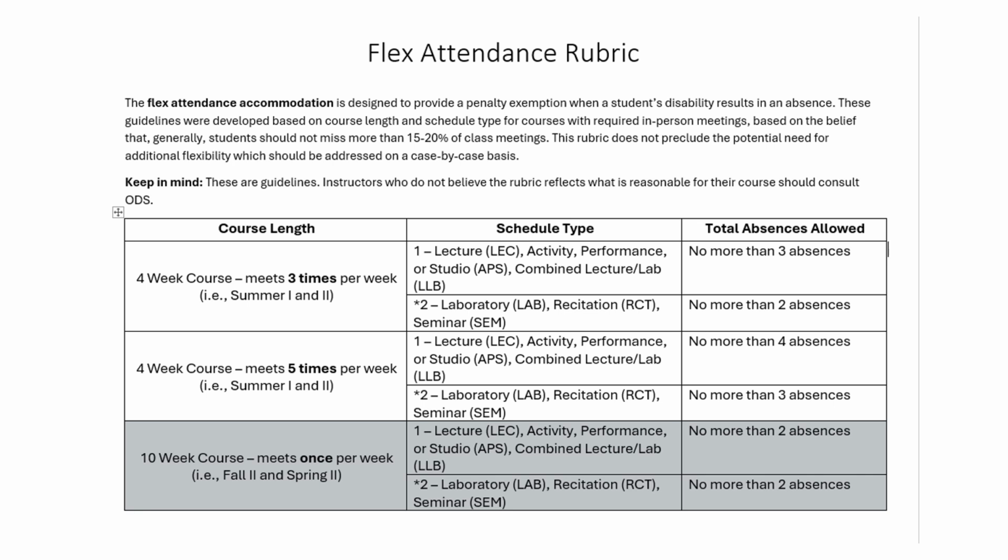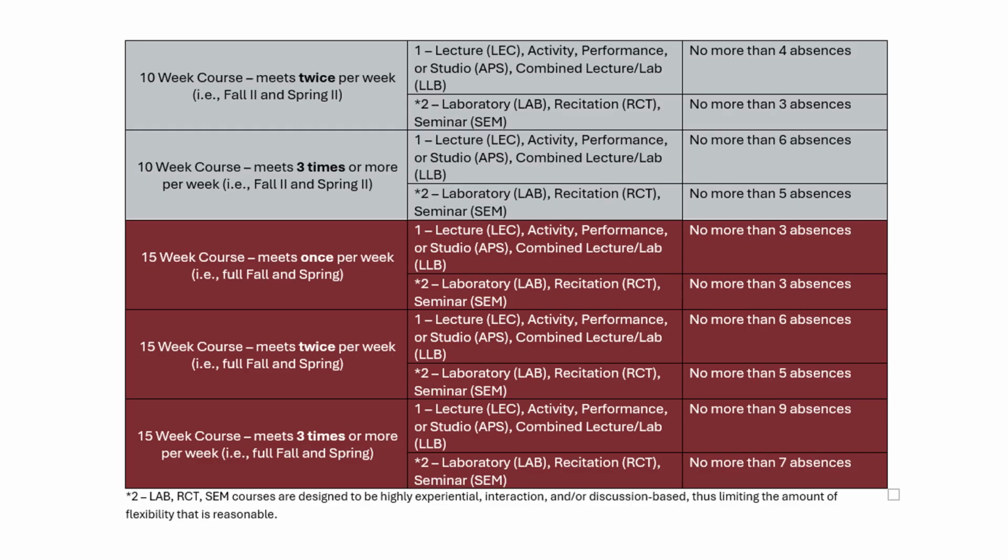Table columns are sorted by course length, which reflects the various academic terms, and by schedule type, which differentiates between didactic and interactive formats. The final column indicates the recommended number of absences based on attending 80% of class meetings for didactic courses and 85% of class meetings for interactive courses. For example, the fall semester is a 15-week term. If your class meets once per week and is coded as a lecture course, it is recommended that the student miss no more than 3 class meetings.